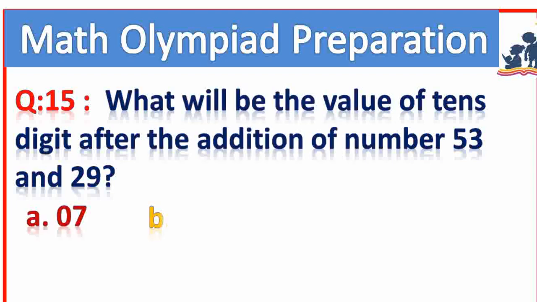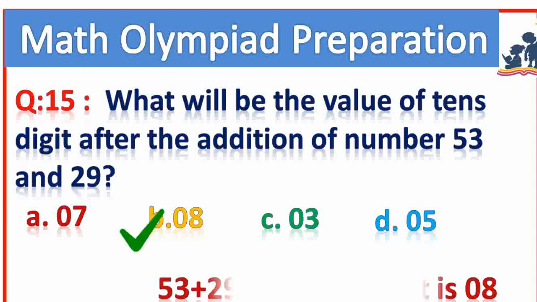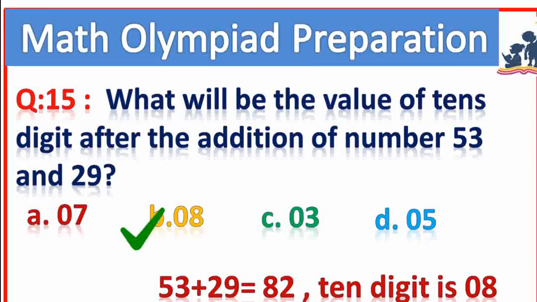Question number 15. What will be the value of 10's digit after the addition of number 53 and 29? 8. Very good. 53 plus 29 is equal to 82. Then here the tens digit is 8. Very nice.